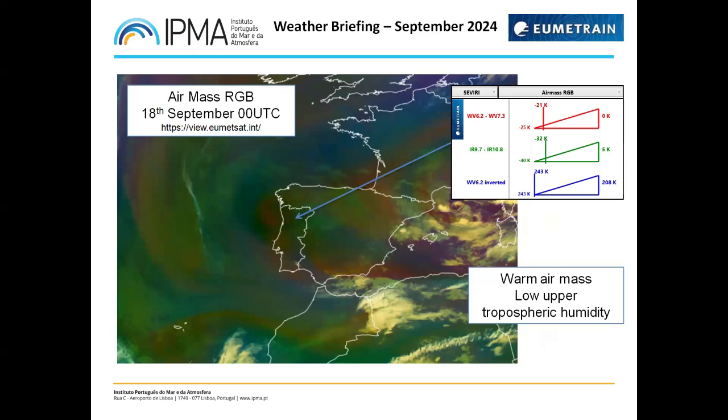Here we have Airmass RGB for the 18th at 00 UTC. We can use this RGB to identify over Portugal a warm air mass with low upper tropospheric humidity. We have high brightness temperature values for water vapor 6.2 that inverted translates in a small contribution of the blue beam, representing high dry upper levels, and the mix of the green and red beam corresponding to a warm air mass.